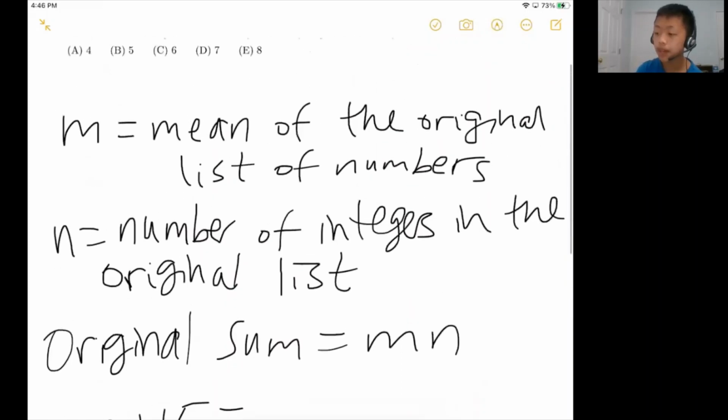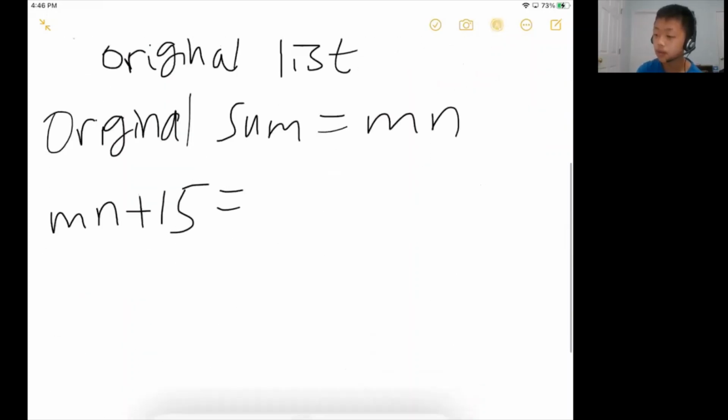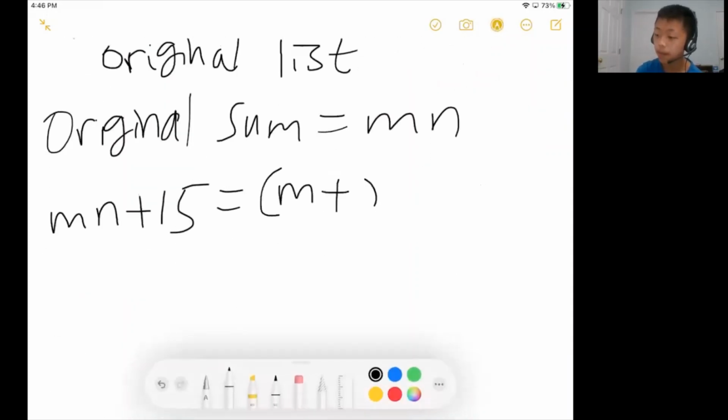And we're given that when we add 15 to the list, the mean is going to increase by 2. So M is going to increase by 2. But the number of numbers N is going to increase by 1, because you've got an extra number in the list. So you get Mn plus 15 has to equal M plus 2 times N plus 1.